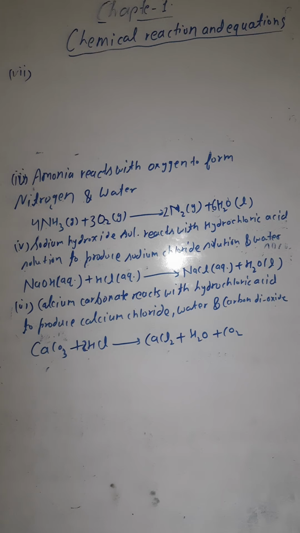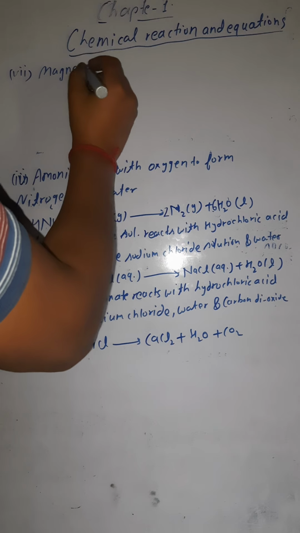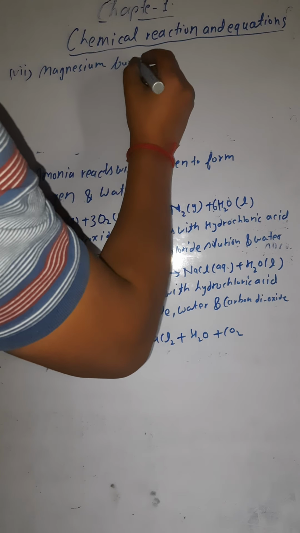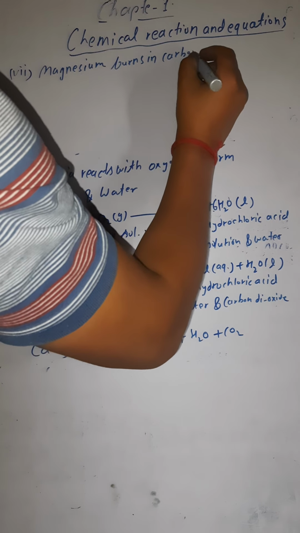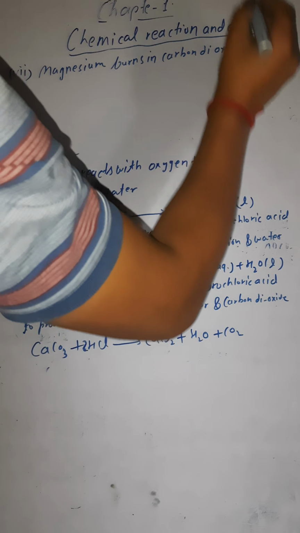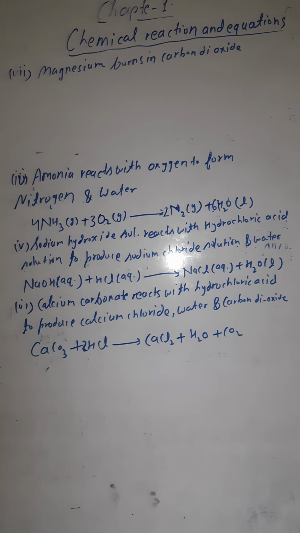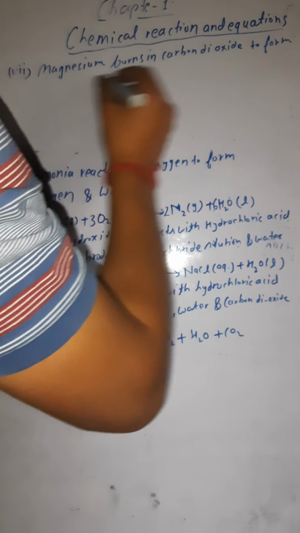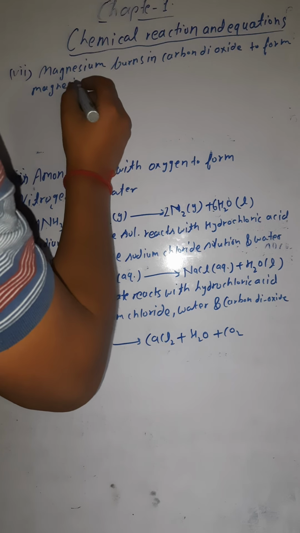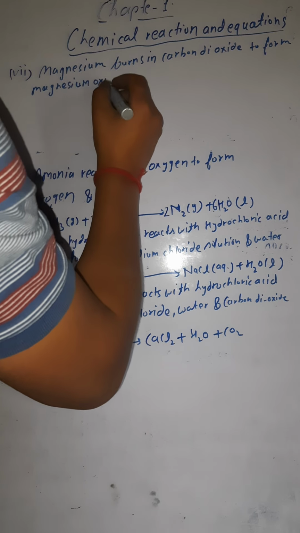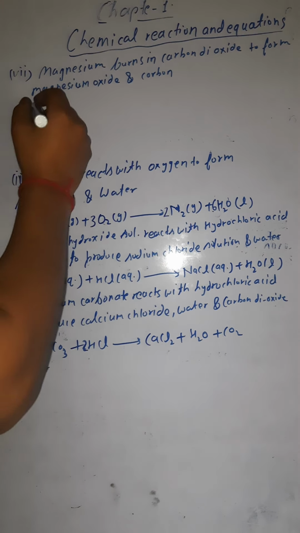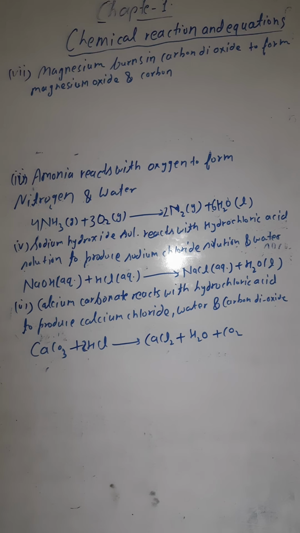The 7th question is: magnesium burns in carbon dioxide to form magnesium oxide and carbon.